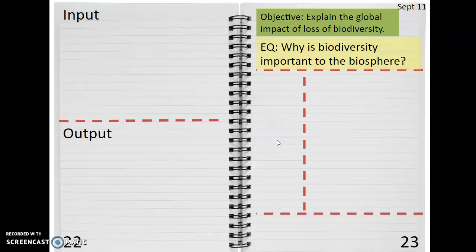So great, we've made it on to our next lesson. Our objective for this lesson is to explain the global impact of loss of biodiversity, and we want to ask ourselves, why is biodiversity important to the biosphere?